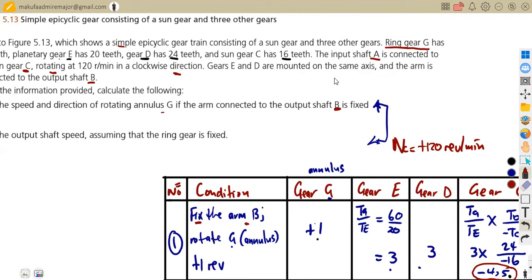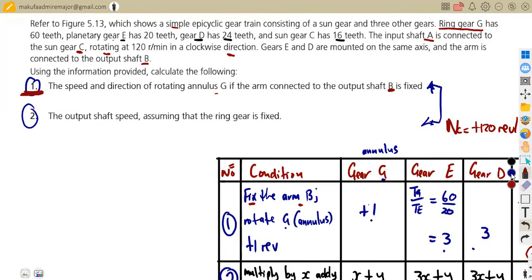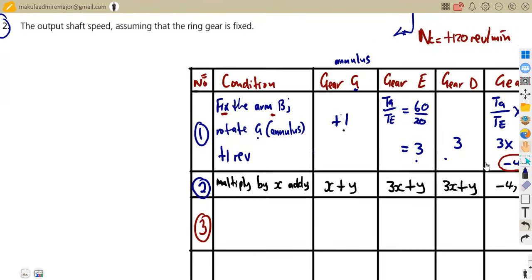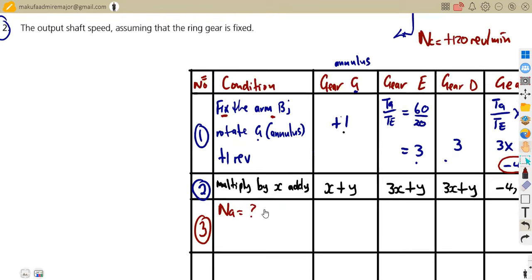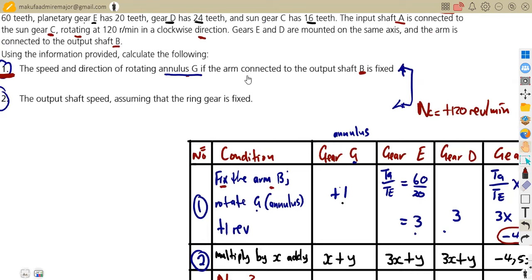Then D, all right, that is D fixed and the arm and so forth. Now, let us consider our question and the speeds that we are given. Use this information to calculate the speed and direction of the annulus G, meaning to say we do not know the speed of G. So this is what we are going to do. We do not know the speed of G in this case. But given that the arm connected to the output shaft is fixed.